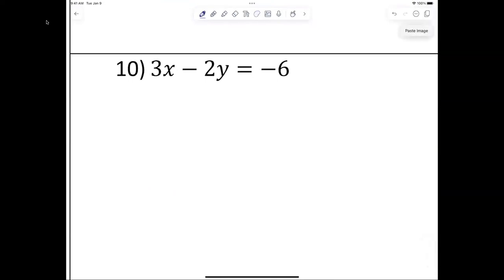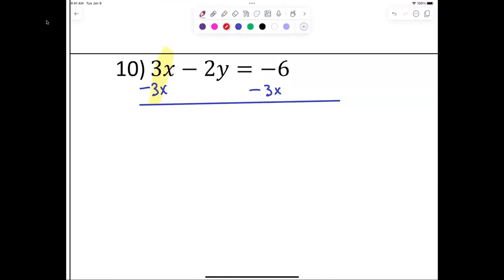What's in the way? 3x. So how do I get rid of a 3x? Yes, everybody put minus 3x. Minus 3x. What happens to the two 3x's? They cancel, correct? And so now I'm going to bring down, notice I'm bringing down a negative 2y equals negative 3x minus 6.